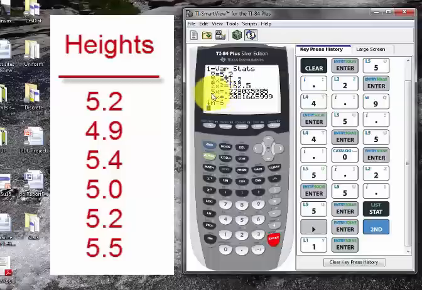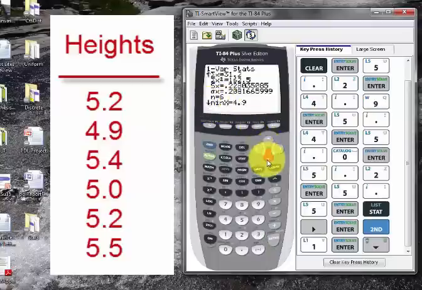If we're thinking about this as a sample of giraffes in Africa, then we use Sx, which is the sample standard deviation, about 0.228 or so. If we're thinking about these giraffes as the population of all the giraffes at our zoo, then we use sigma x, which is the population standard deviation, and that's about 0.208. N was our sample size, or our population size, and that was 6.